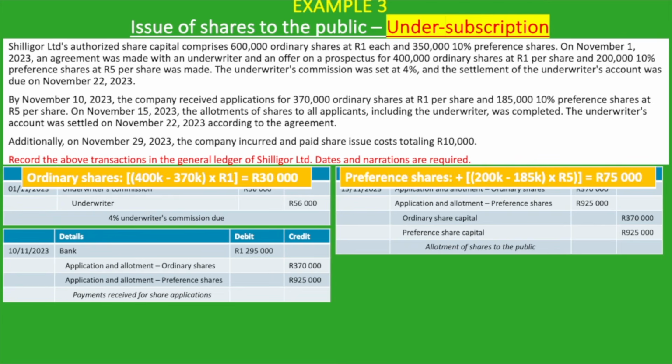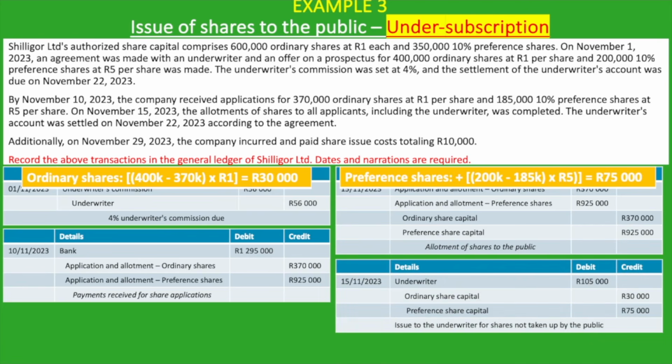So basically what we've just done is allotted the share to the underwriter. So let's do just that. Put our date, debit underwriter 105,000 rand, and that is the total of the ordinary share capital and the preference share capital that we've put on the credit side.